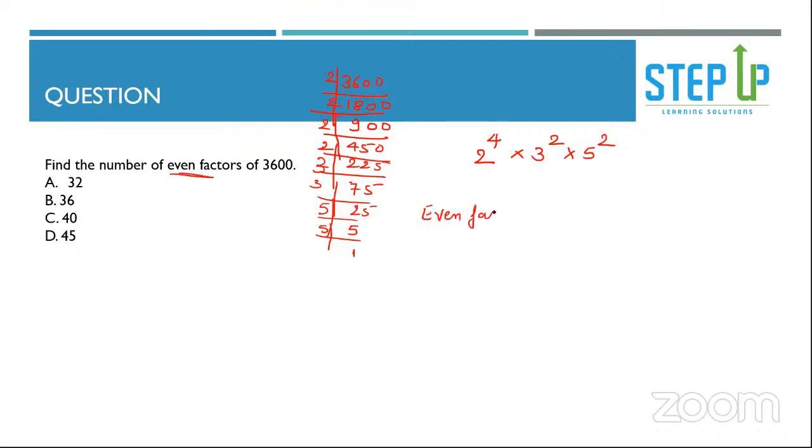So for even factors, what do we do? We take this 4 as it is. We will not add 1. We'll take this 2 and add 1. We'll take this 2 and add 1. Right? So 4 into 3 into 3. So the answer is 36. Right, 4 into 3 into 3. 36 is the answer. If we have to calculate odd factors, it is very simple. What will be the number of odd factors?